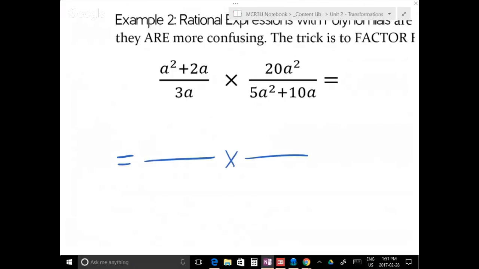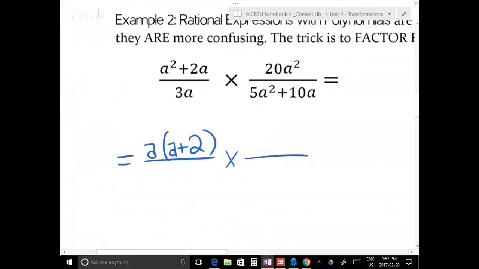So I can factor out an A. A plus 2. That looks like a 9, doesn't it? That isn't better. If he argued, it's a lot worse.